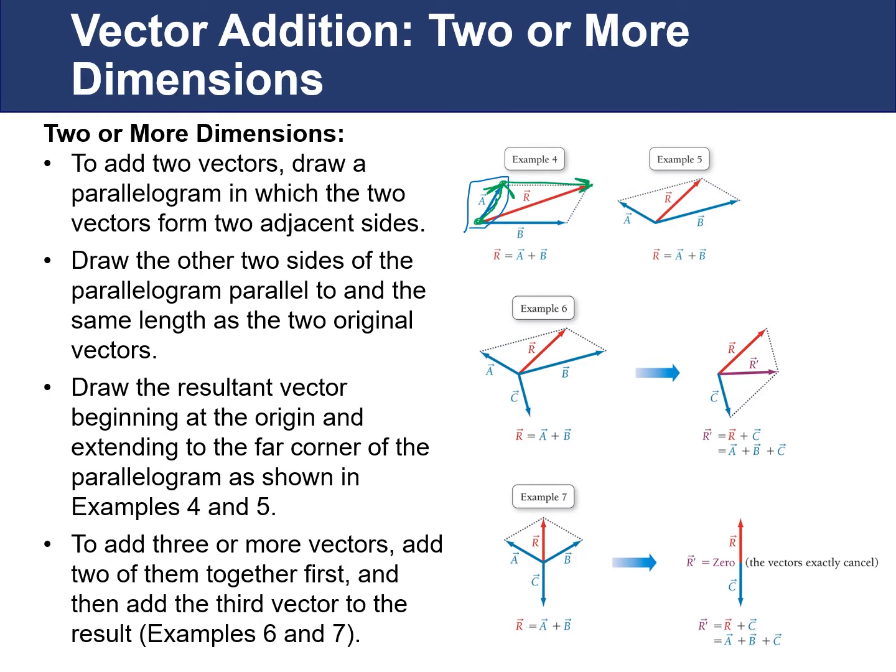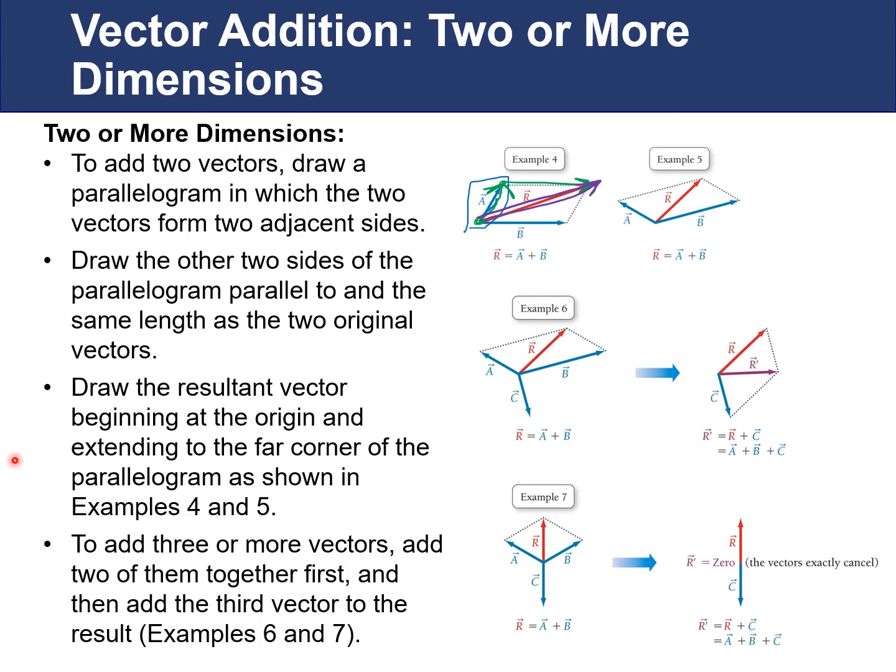The resulting vector starts where A started and ends where B ends. That would be your vector. So you can either use the idea of a parallelogram or starting the second vector where the first one ends.